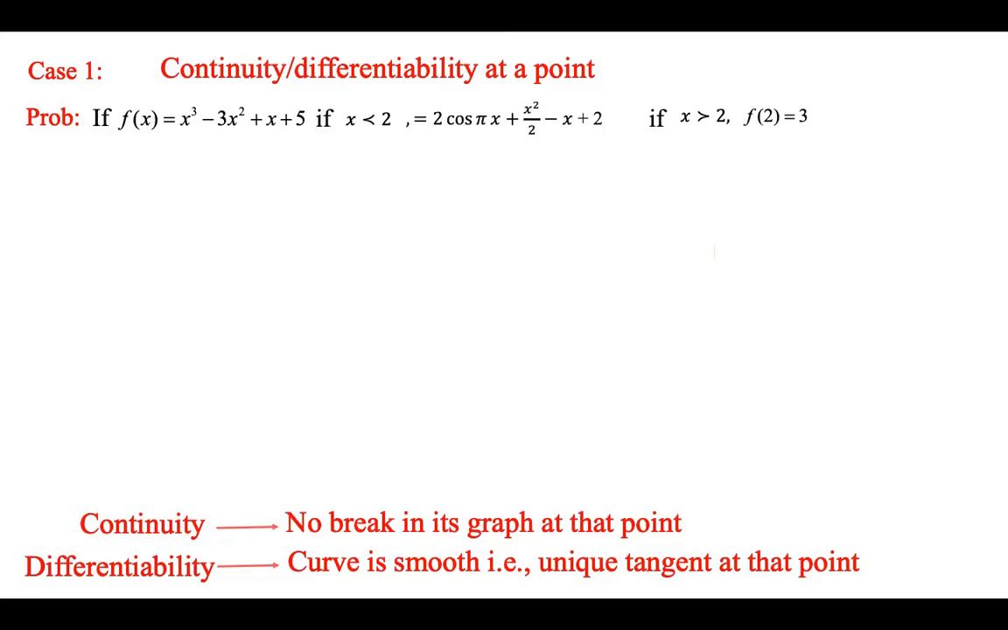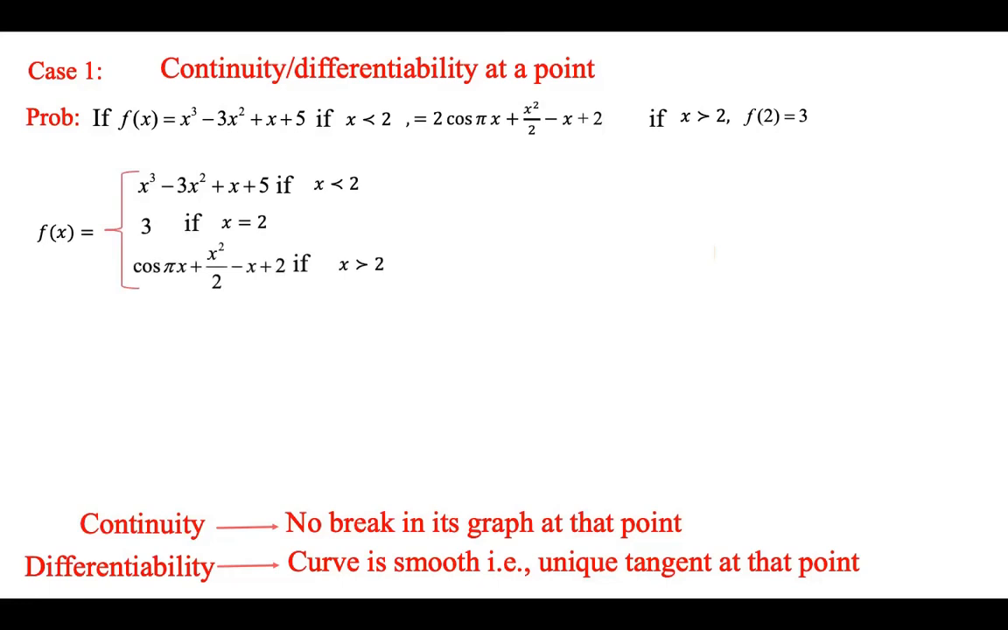Its meaning is that if you write it in piecewise form, it will become like this. If x is less than 2, it is x cubed minus 3x squared plus x plus 5. When x is equal to 2, its value is 3. If x is greater than 2, it is cos(πx) plus x squared by 2 minus x plus 2. For such a function, I am checking the continuity and differentiability at the point x equal to 2.